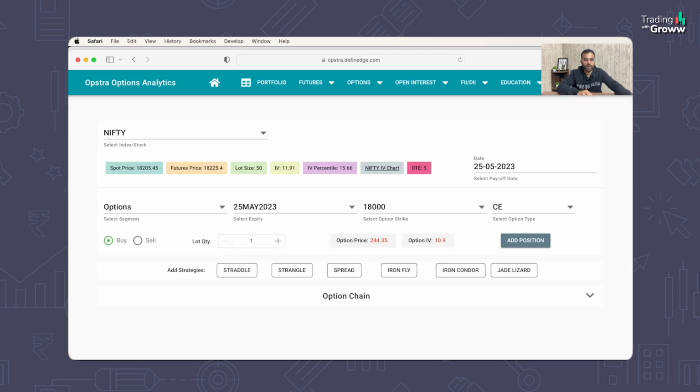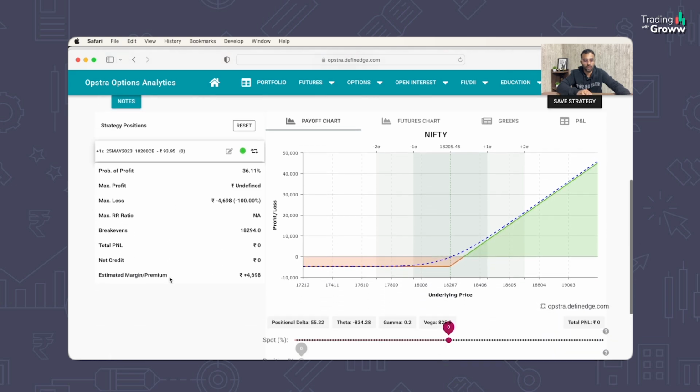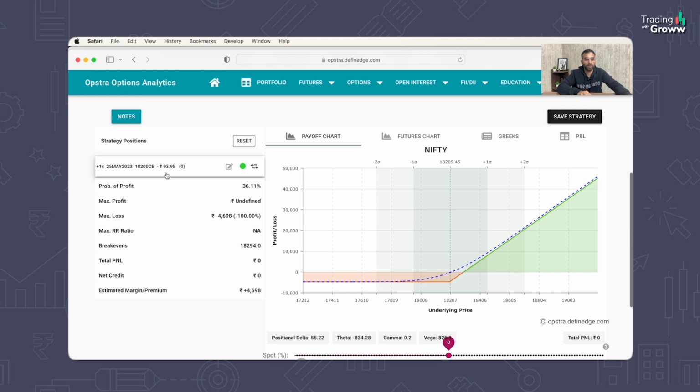Let's see the change in option premium for each of these strikes. As I said earlier, Nifty is currently trading around 18,200 levels. We have added 18,200 by clicking on add position, so we have added 18,200 CE. Now if you scroll down, you can see the delta, which is 55, which means that if there is a 100 points movement in Nifty, this particular strike will move 55 points. The current price of this strike is 93 rupees. So if Nifty moves 100 points, this strike can move from 93 rupees to probably 140 or 150 rupees at the max. That is what delta denotes.